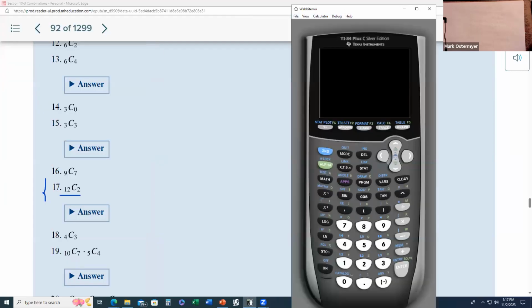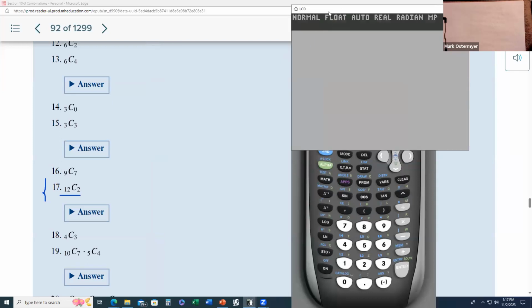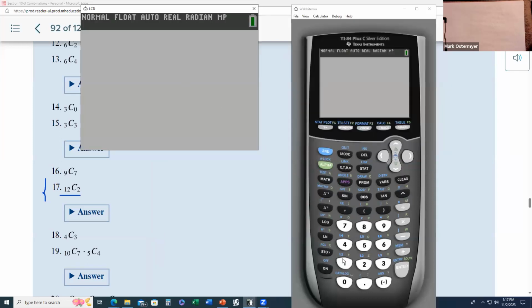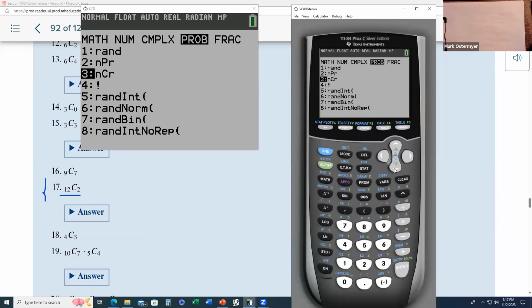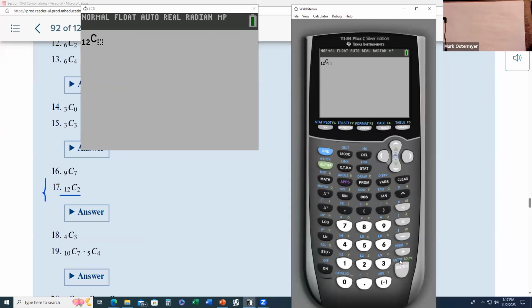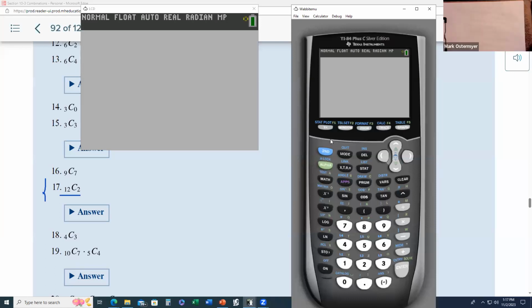So obviously the quickest way is to use your calculator and use the nCr function here. We'll type in 12, go get the combination function: math, probability, nCr function, and then we'll type in 2. And boom, we get 66. So did anybody get 66? Yes. All right. Good on that one.